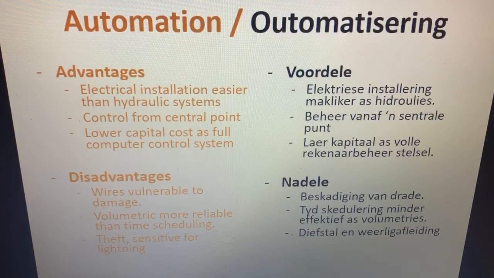The advantages of using the electrical kind of system are that installation is easier than a hydraulic system. You have control from a central point, basically a computer from which you can control the whole system, and there is a lower capital cost than a computer control system. Then your wires are vulnerable to damage. That's a disadvantage. Volumetric is more reliable than time scheduling, and by more reliable, it just means you actually know exactly how much water you're applying to a certain part of your system.